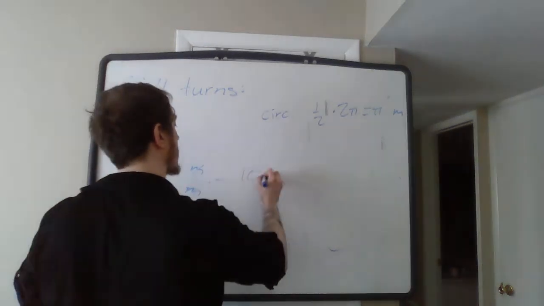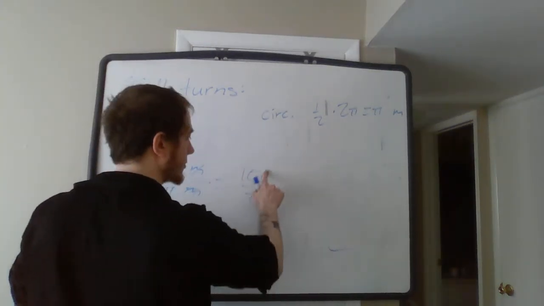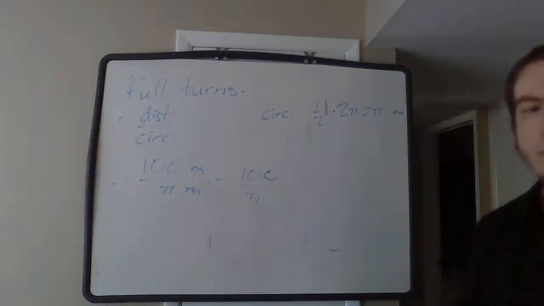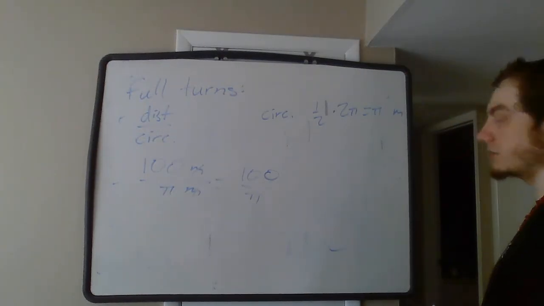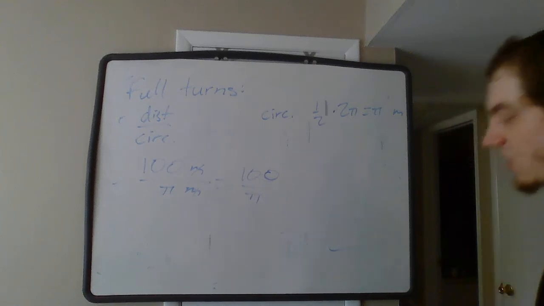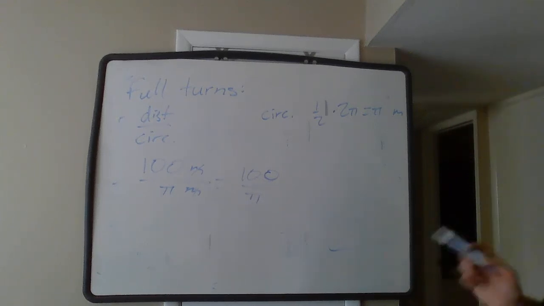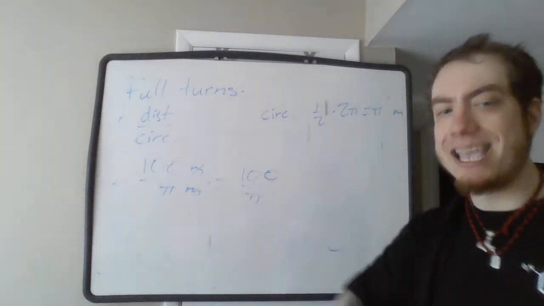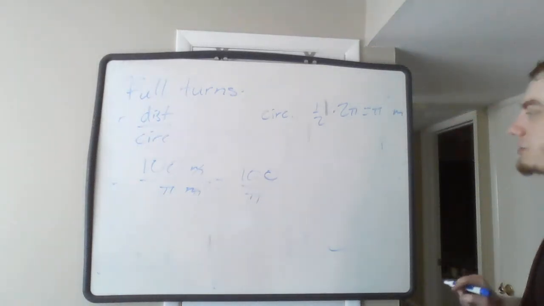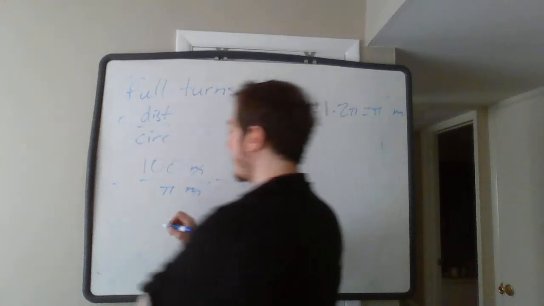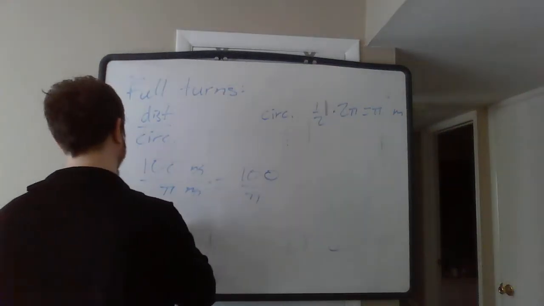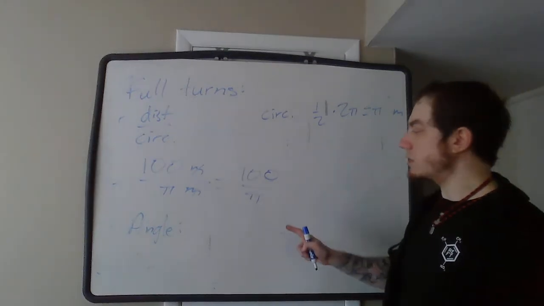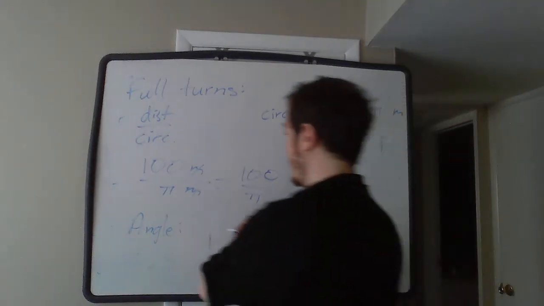This gives me 100 over pi. Sorry, that looks more like 106. 100 over pi full turns that I've made here. Now, that's the number of full turns. I don't want the number of full turns. I want the angle that these wheels rotated through. So the angle is going to be the full turns times 2 pi.